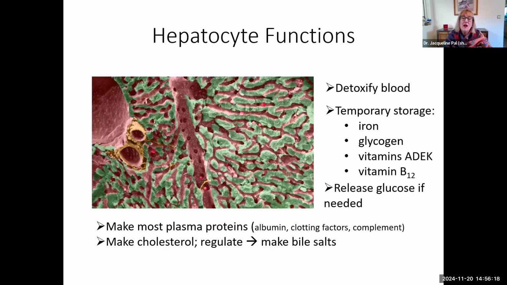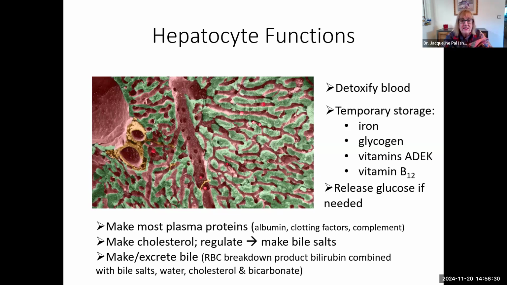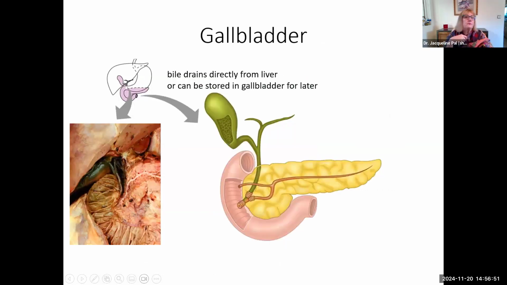And it also tries to regulate your cholesterol levels by making something called bile salts, which are in the bile that your liver releases. So your bile also contains a breakdown product of your red blood cells, something called bilirubin. And that combines with bile salts and the cholesterol and the water, and that's what actually makes that green substance that is known as bile.